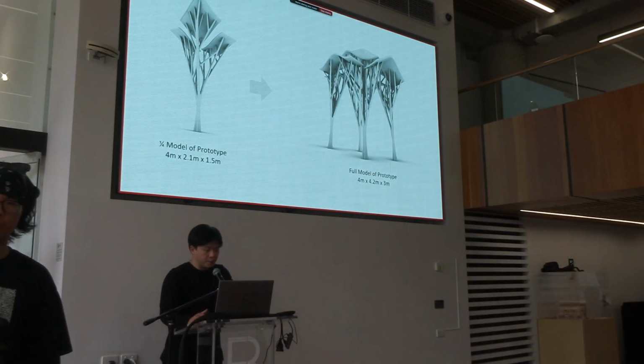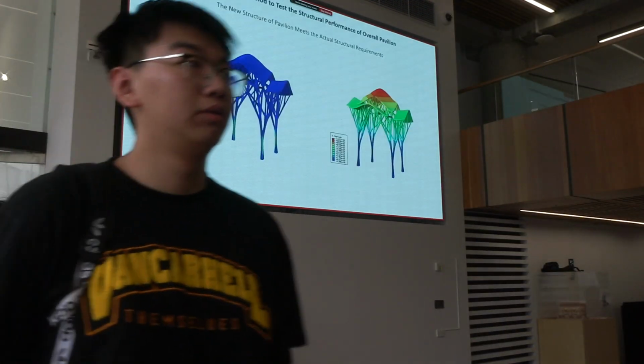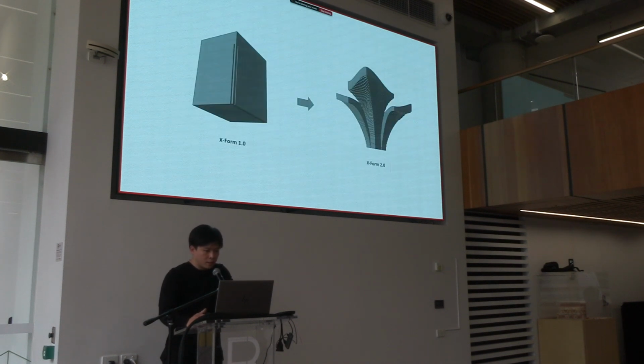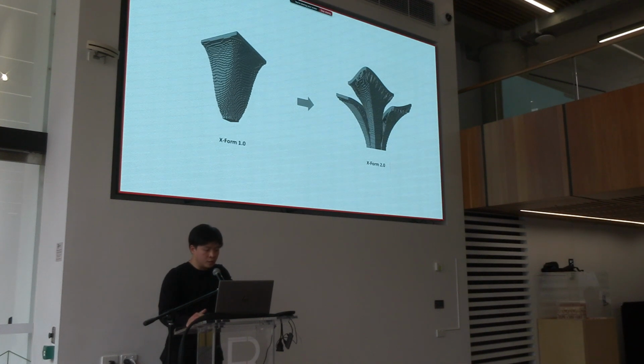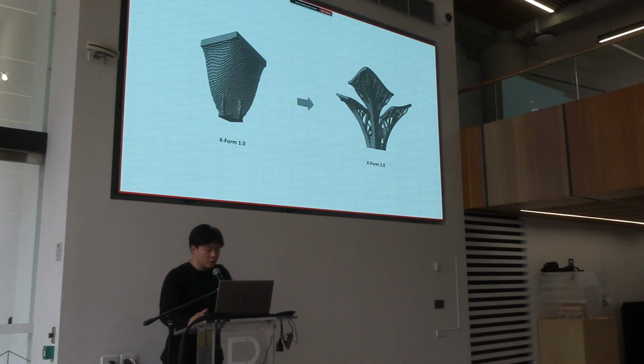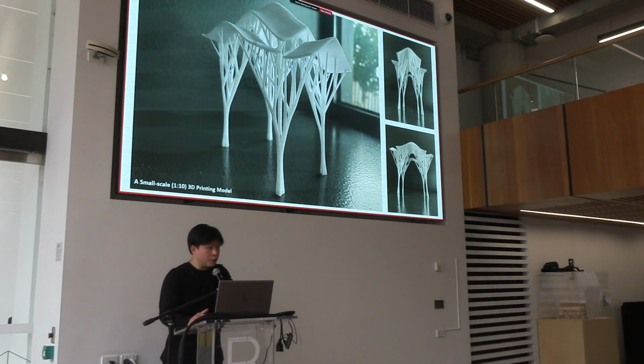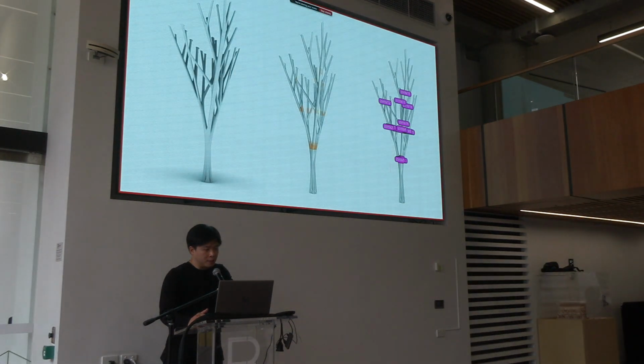The left side is a quarter of the model, and the right side is the full model of the prototype, which is 4 meters high. We are always questioned whether these complex geometries may have worse structural performance. We did some FEA testing to prove this structure meets the actual structural requirements, with very little movement. Then we compared 1.0 and 2.0: 1.0 only has a flat top, but 2.0 has 3 different heights of curved tops. Again, we look at the top views, 3D print a small one, and make big prototypes.